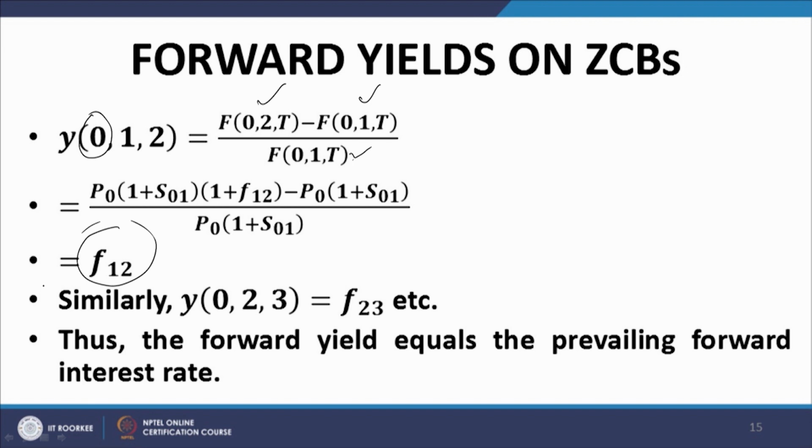Similarly, you can have the forward yield between t equal to 2 and t equal to 3. You can work it out and you will find that it is equal to F23. Thus, the forward yield equals the prevailing forward rate.